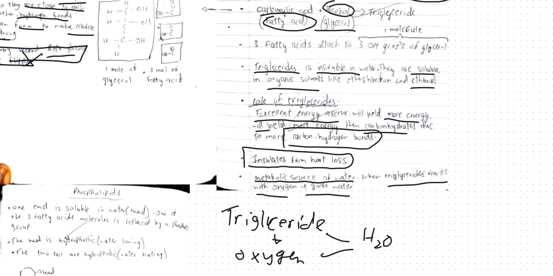So 3 roles of triglycerides. 1, they are good energy reserves. 2, they insulate our body, and 3, they would release water. So it's acting as a source of water as well.